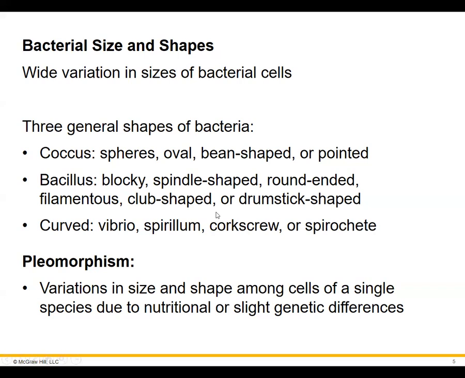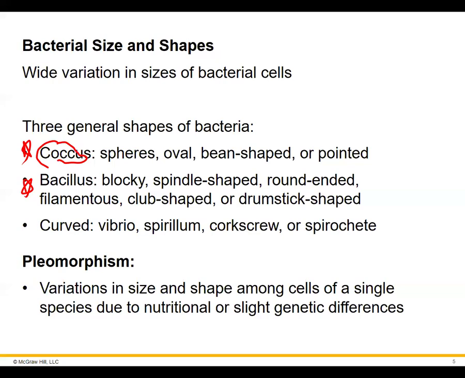So the shapes of the bacteria. This is talking about the shapes of the cells themselves, okay? So coccus. Here, coccus is the spheres. The two biggies that you're gonna wanna know are coccus and bacillus. There are other ones and we're gonna talk about them, but the two biggies that you really need to know, coccus and bacillus. These are the ones that you're gonna see in the lab the most as well.